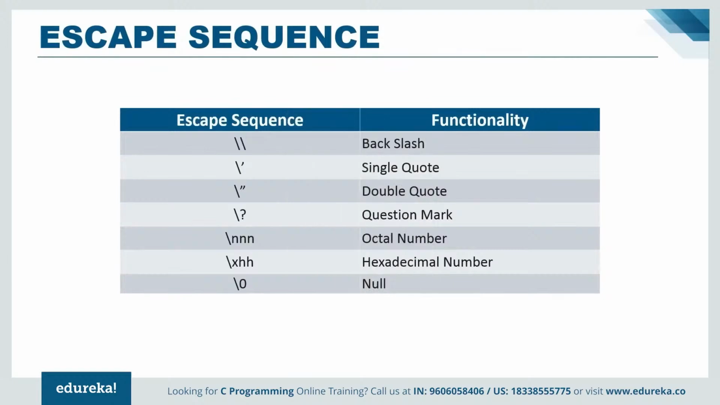Followed by this, we have a few more escape sequences, which are double backslash, backslash quote, backslash double quote, backslash question mark, and backslash nnn, which describes an octal number. Followed by that, we also have backslash xhh, which describes a hexadecimal number. And the last one is the null character, which we use in strings.